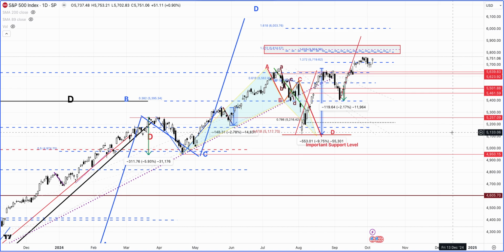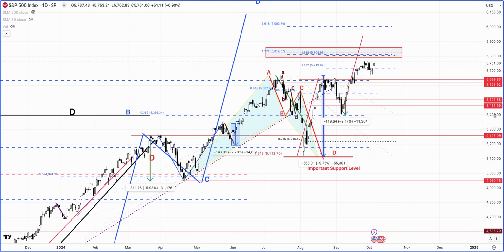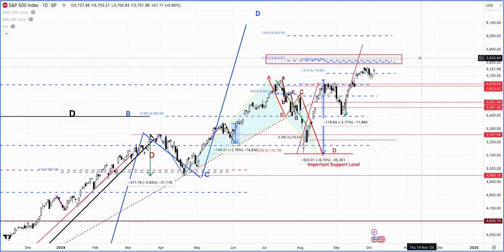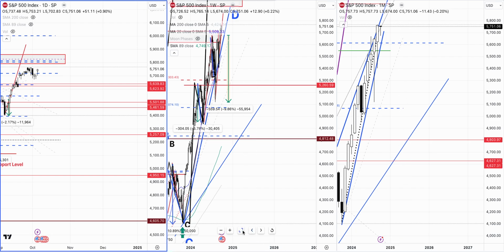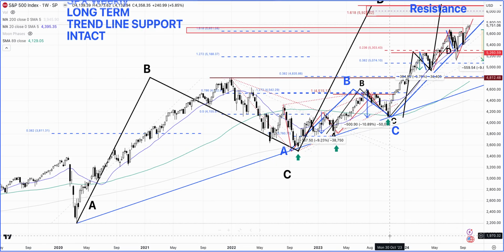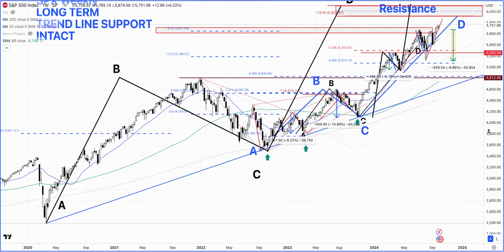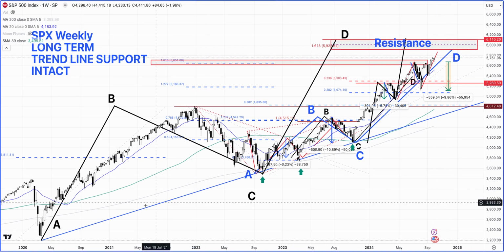So here it is, slowly but surely moving towards our targets. On the cash market, we are looking at about 5,815. Anywhere between 5,815 to about 6,000 is where this market will go. The bigger ABCD is completing around 6,100, and it's easier to see on the weekly chart. Here we go. So you can see this big black ABCD at 6,110.